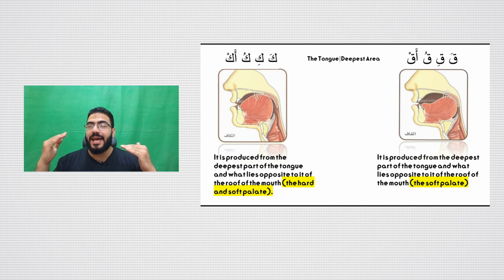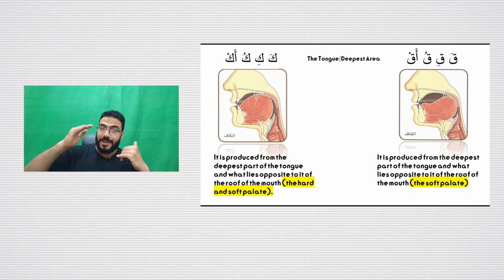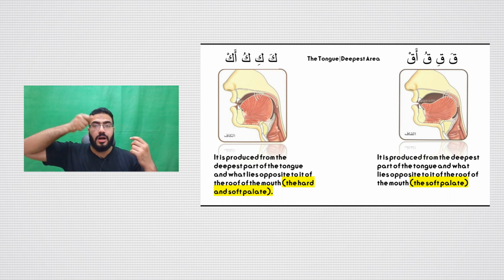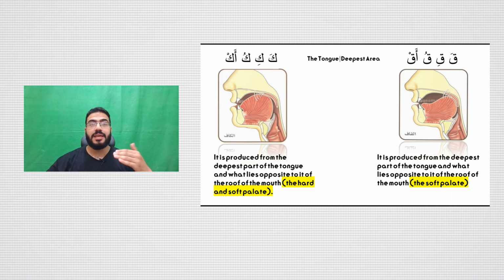Ek, ka, ki, ku. So now the first difference is that qaf and kaf are both from the deepest part, but qaf is with what is opposite, the soft palate, and kaf with the soft palate and the hard palate. That means kaf is a little bit forward. Qaf is a heavy letter, so the sound would be up: qi, qu, aq. Kaf is not a heavy letter, so ka, ki, ku, it is not istila, just lowering: ak.